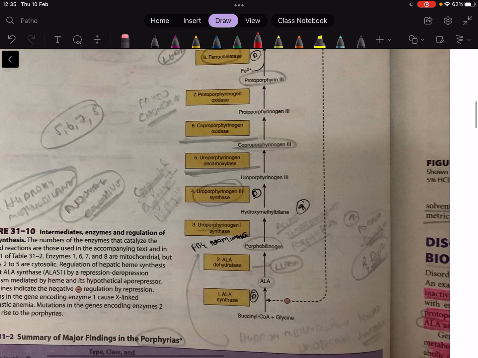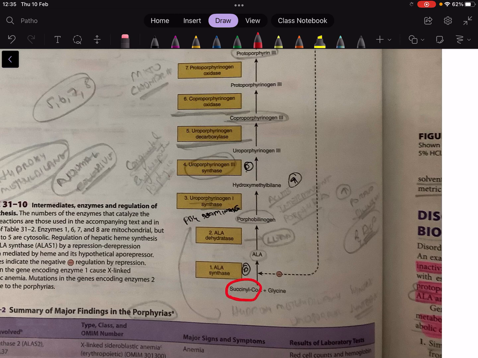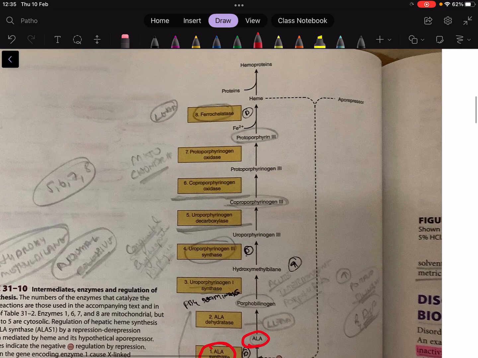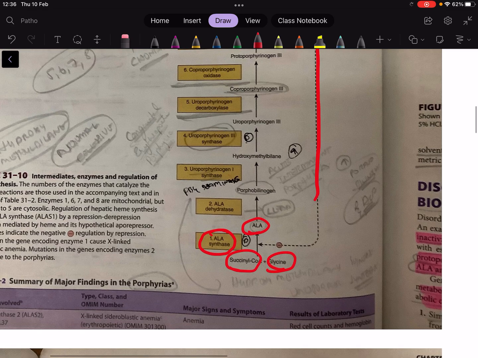And not only that, as you can see here, succinyl CoA and glycine, and here is ALA synthase, which is forming your aminolevulinate. Now eventually the end product is your heme. The heme will react with the aporepressor, and they both will go down like this, and they are going to inhibit the ALA synthase enzyme by negative feedback mechanism. Hence ALA synthase is your rate limiting step.